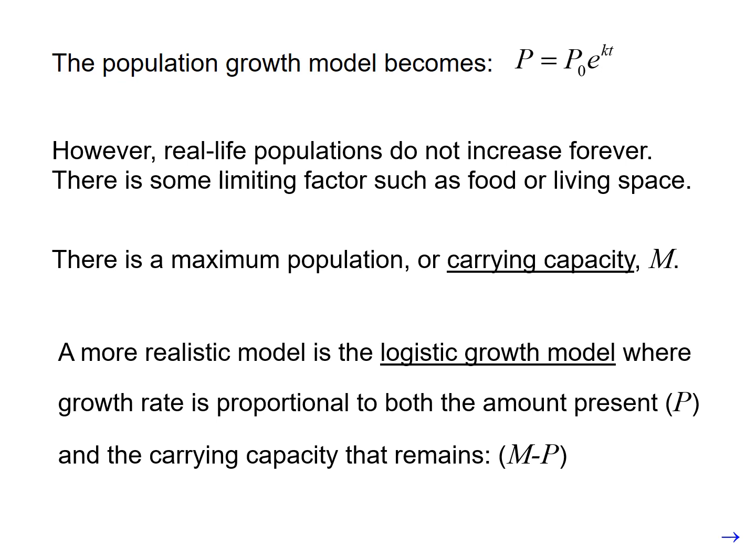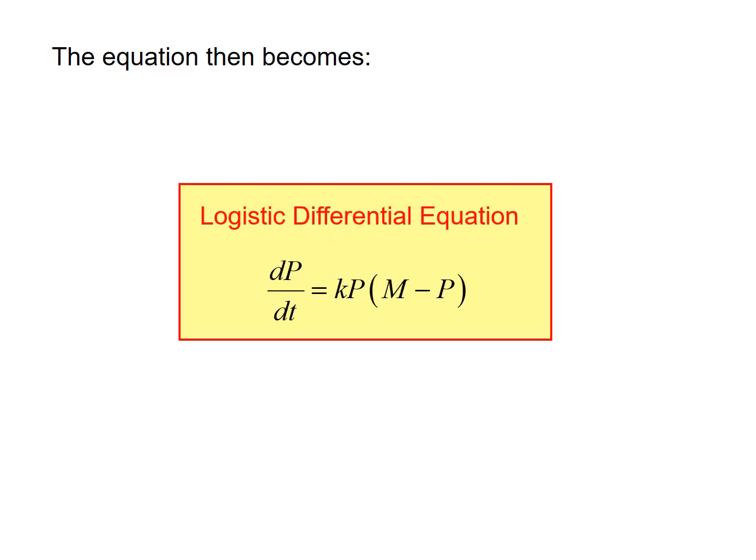So a more realistic population growth model would be the logistic growth model, where growth is proportional to both what population is present and the carrying capacity that remains. So how many individuals there are in this population and how far are we from reaching whatever max population we have. So dP/dt equals k times the current population P times the difference between the max capacity and the current population, M minus P.